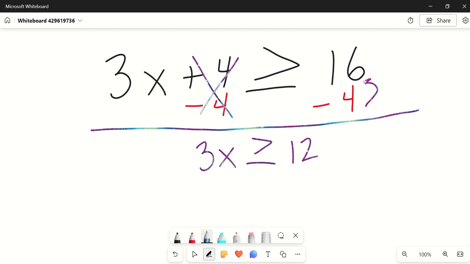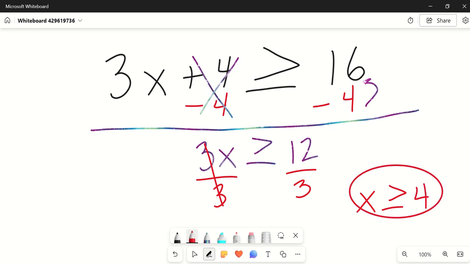Now I can deal with the coefficient. Ladies and gentlemen, what's my inverse operation of multiplication? Division. I'm going to divide this side by 3, and I'm going to divide the other side by 3. Those cancel out. Now my solution, ladies and gentlemen, x is greater than or equal to 4. Okay. So that's solving two-step inequalities. Again, you move the constant first, and then you deal with whatever is happening to the variable. Now, I don't want to say it's a coefficient every time, because if your variable is being divided, that's not a coefficient. You just have to undo what's happening to the variable.